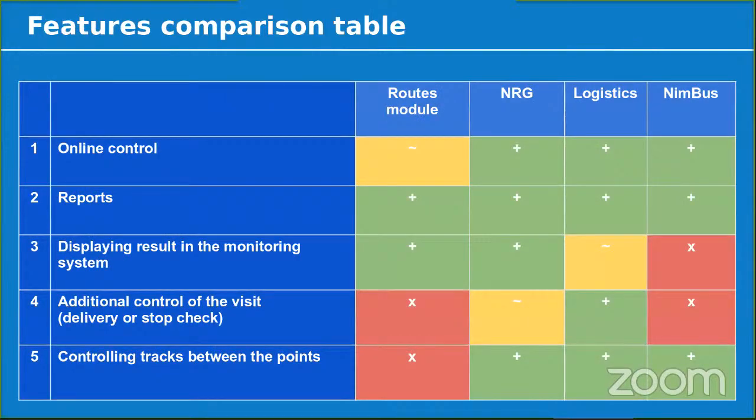Supported features are marked with a green color, while for the non-supported features, a red color is used. A yellow color marks a partially supported feature that requires additional clarification. I'll try to give it. So the first criterion refers to the real-time display and notifications. The routes are marked with a yellow color because they have a specific output for the online rounds. So let me show it to you.